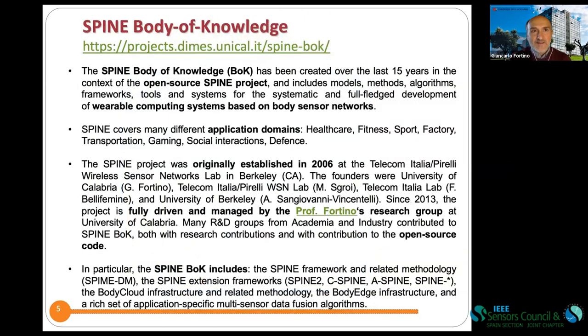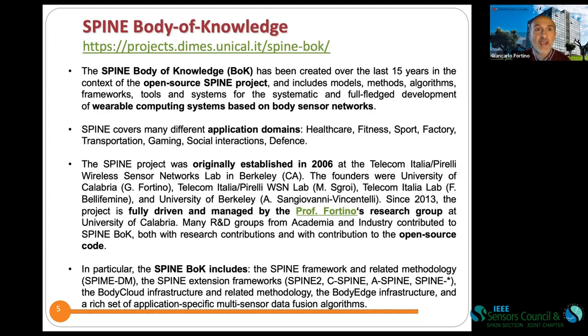And in our past research, we developed this so-called SPINE body of knowledge in the last 15 years, mainly based on body sensor networks in different domains, the same I mentioned a minute ago. The project was launched by my university, by Telecom Italia Pirelli Lab in Berkeley, in California. It was supported by UCB, University of Berkeley, specifically the group led by Sangiovanni-Vincentelli, and also other actors from California, like Intel from Santa Clara.